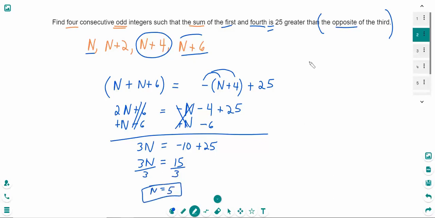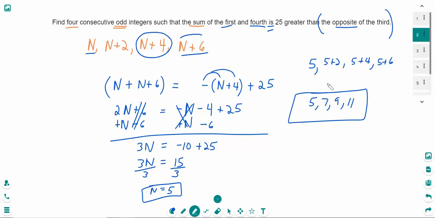So if that's n, what are the other three numbers? We have 5 as our first one. That's our n. Now for the second one, we have 5 plus 2, and then we have 5 plus 4, and then we have 5 plus 6. So we end up with 5, 7, 9, and 11. Those would be the 4 consecutive odd integers that we're after. All right? Very good. So hopefully that is pretty clear to you.